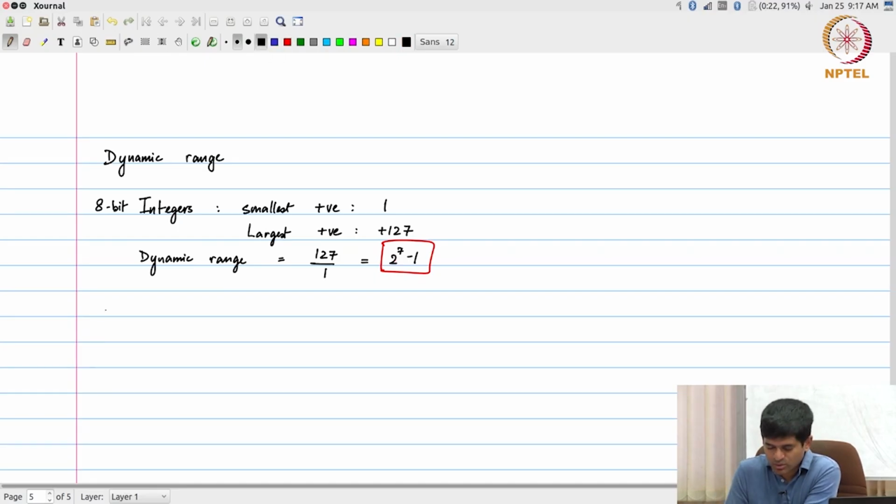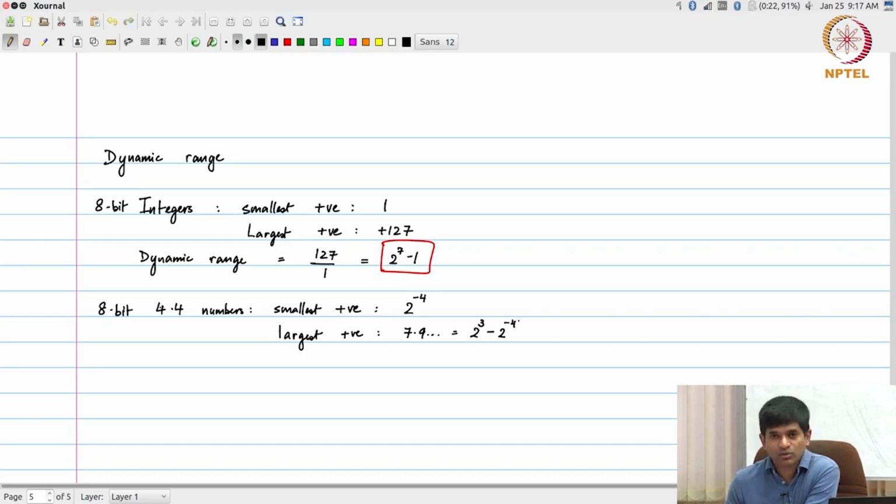Now what happens to 8-bit 4.4 numbers? What is the smallest value that I can have? 2 power minus 4. Largest was that 7.9 something, which if you remember was actually equal to 2 power 3 minus 2 power minus 4, right? It is basically 8 minus 2 power minus 4.